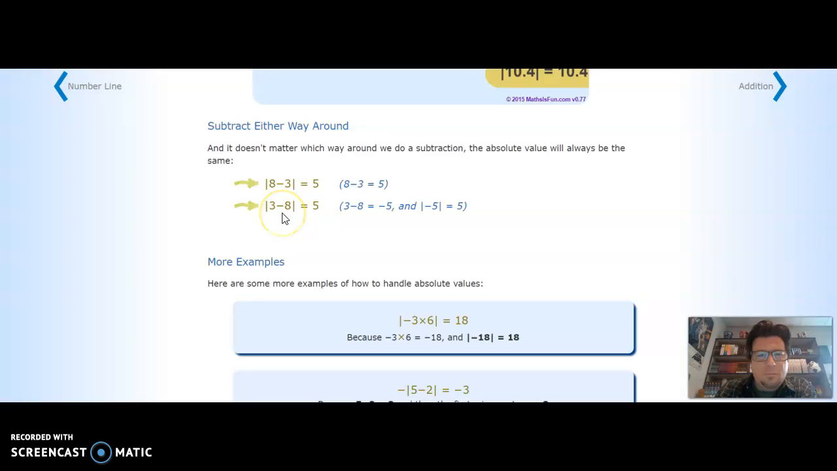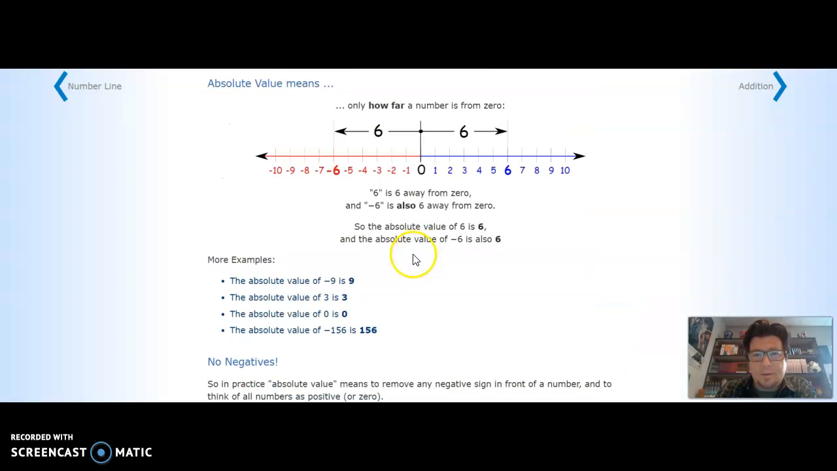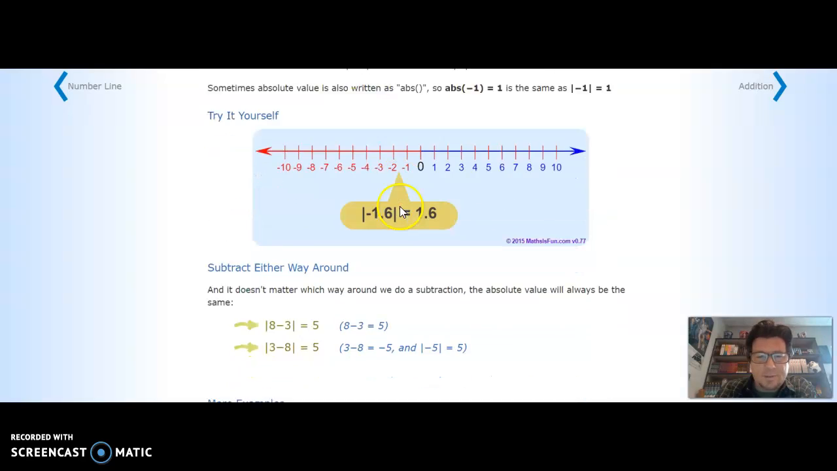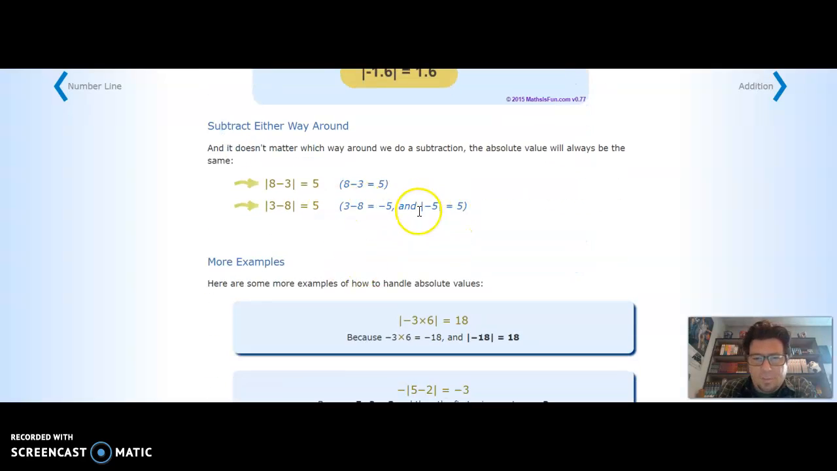3 minus 8, or we could do 3 plus negative 8. And let's look at that up here. We got 3 right here. Okay. So let's just count down the number line. 1, 2, 3, 4, 5, 6, 7, 8. So the answer should be negative 5. Let's see if it is. Well, it is negative 5, but then guess what? If it's looking for the absolute value of that, it's going to be 5.